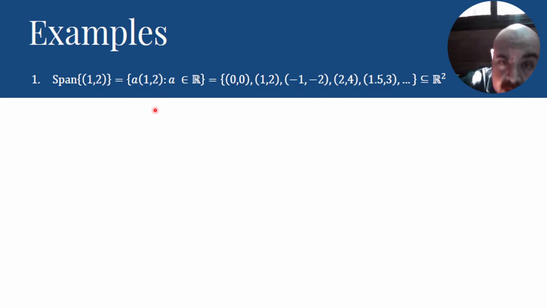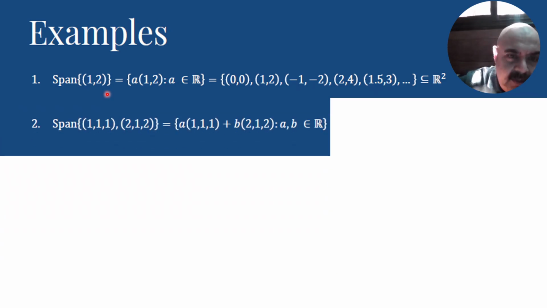If I insert A equal to half, I will have exactly 0.5 and 1, I'm sorry. So the result will be as you can see, and all of that is a subset of R2. So actually, that's a span of a vector space, and this vector space is a sub-vector space of R2.